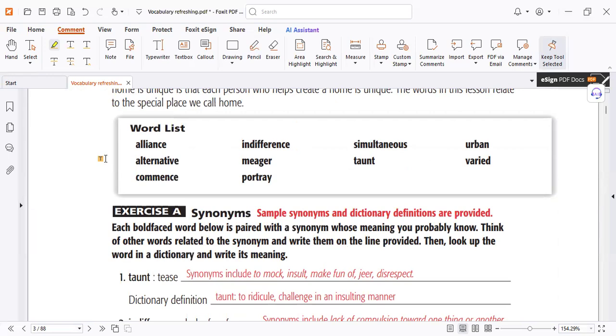Alliance. The verb ally. The verb ally, sure. Yes, because alliance is the noun of the verb, and I remember the verb ally. So what does ally mean?